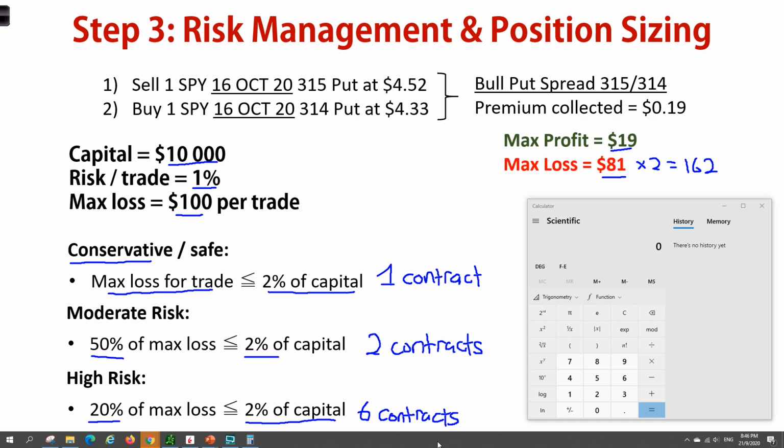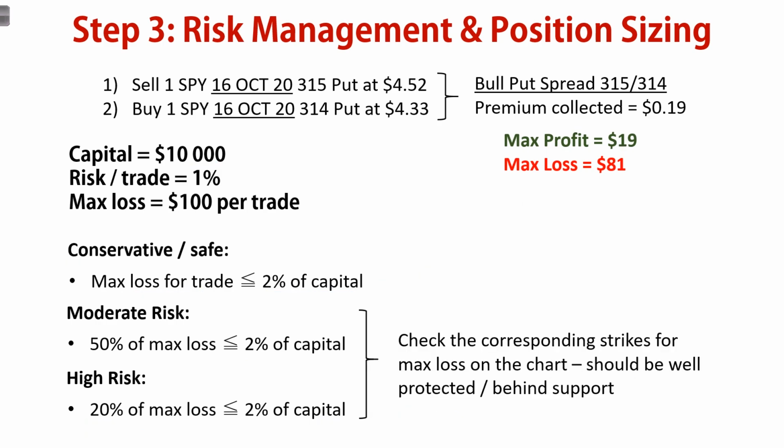Next, what's important is that if you choose to adopt a higher risk, you have to make sure that the corresponding strikes for your max loss should be below some form of support on the chart. What do I mean by that? Let's go through some examples.